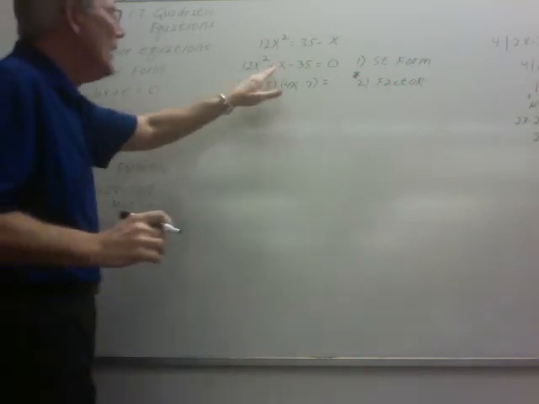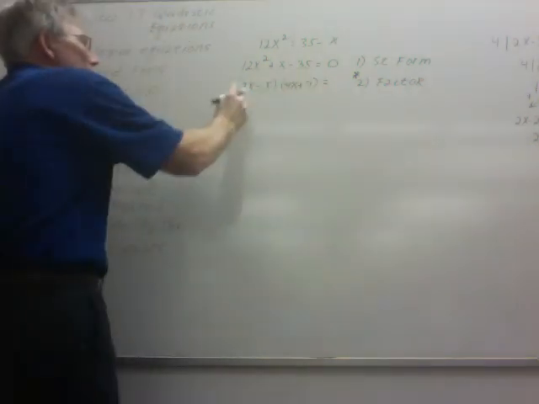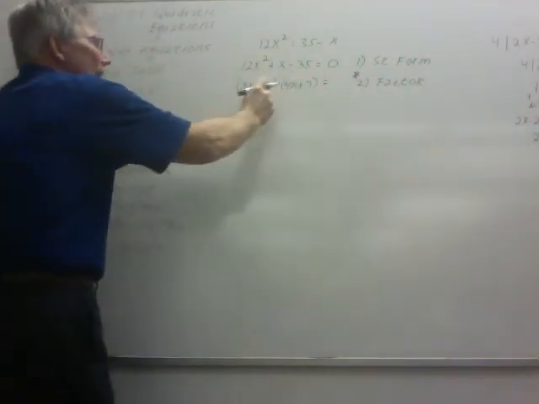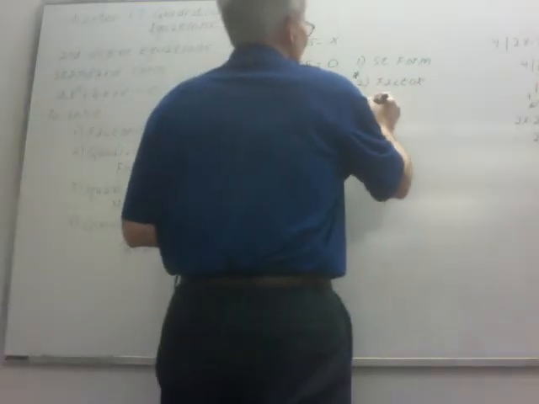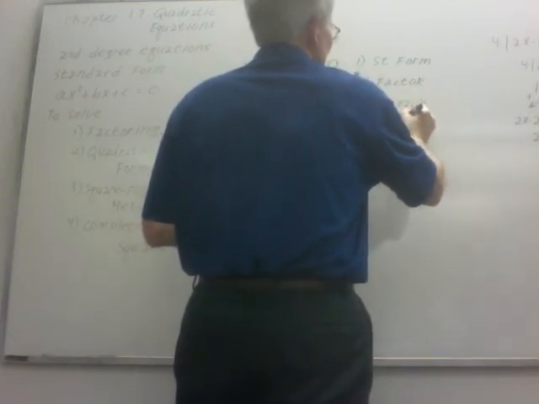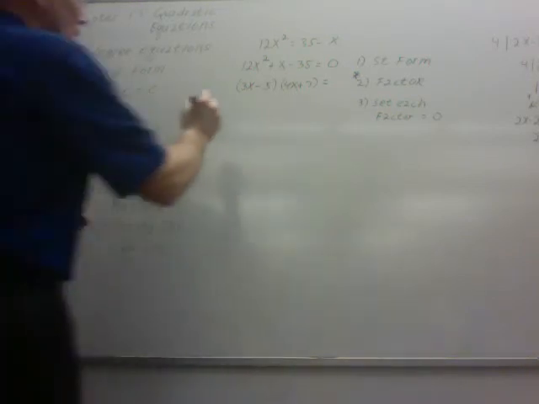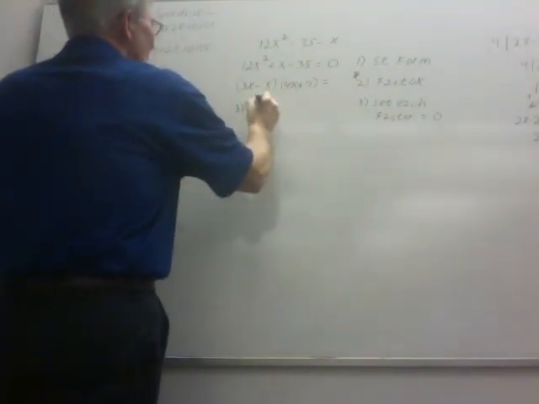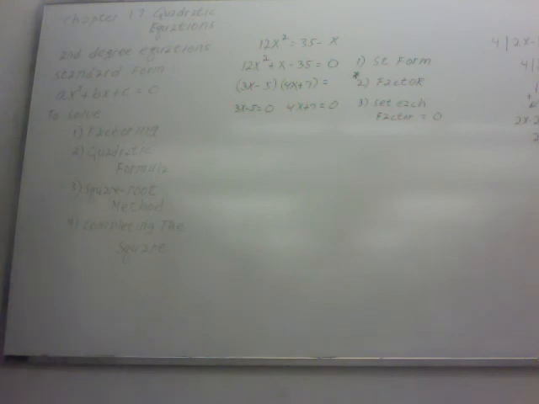Now, I need a positive x in the middle, positive 1. So I need a positive here, and I need a negative here, because 3 times positive 7 is 21. Negative 5 times 4 is negative 20. Positive 21 minus 20 gives me the positive 1. So this is factored. Step number 3, we're going to set each factor equal to 0. Now, factors are the two things that are multiplied by one another. So here I've got 3x minus 5 is equal to 0, and 4x plus 7 is equal to 0.